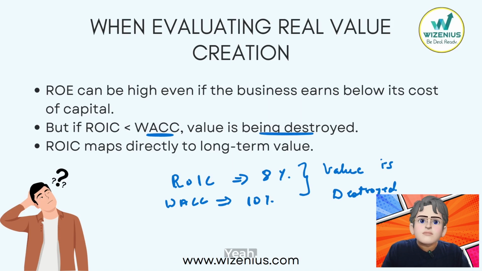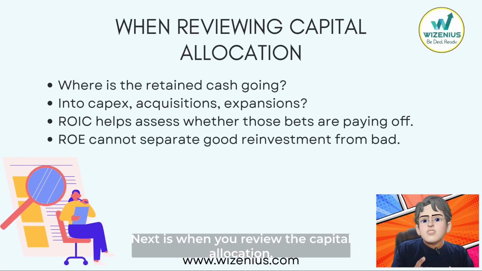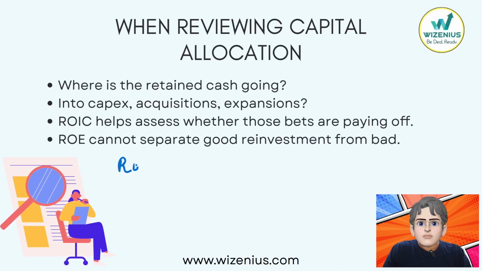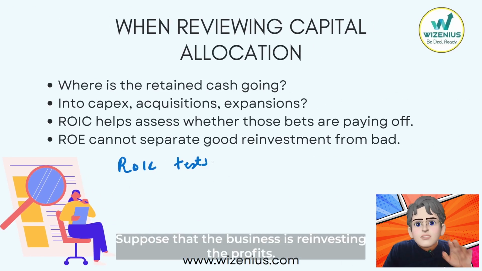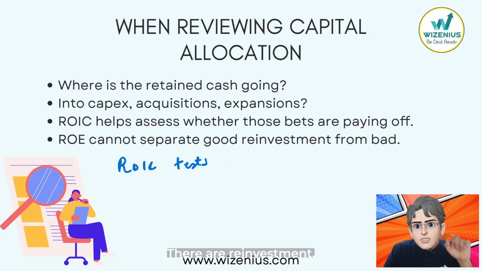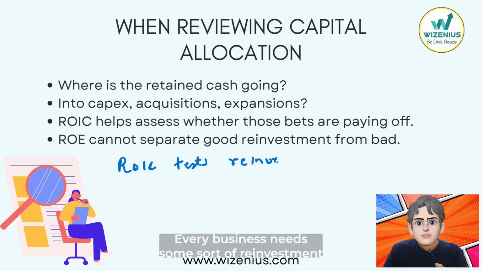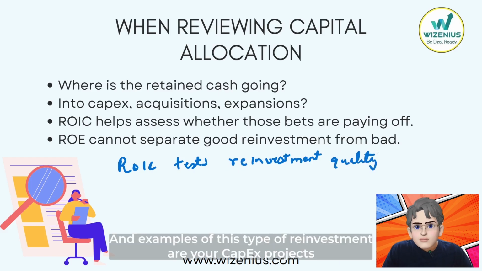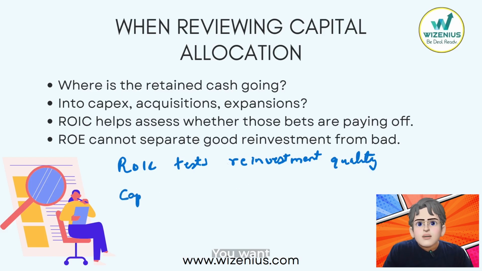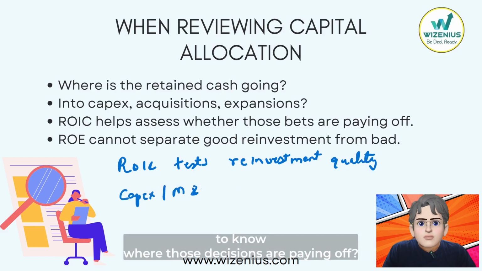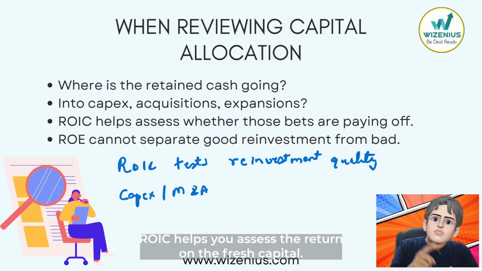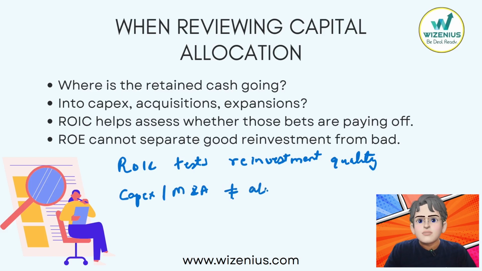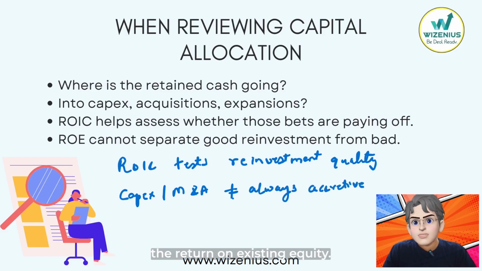Next is when you review the capital allocation. Suppose that the business is reinvesting the profits. Every business needs some sort of reinvestment in order to survive, sustain itself, or grow. Examples of these types of reinvestments are your capex projects and any kind of acquisitions. You want to know whether those decisions are paying off. ROIC helps you assess the return on the fresh capital. ROE does not. It just shows the return on existing equity.